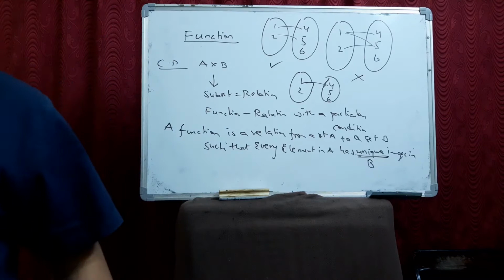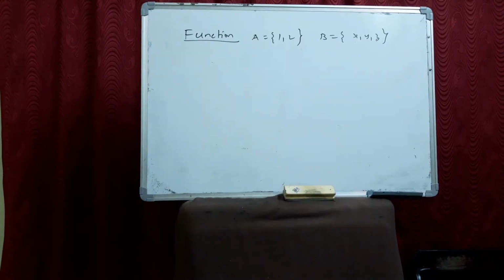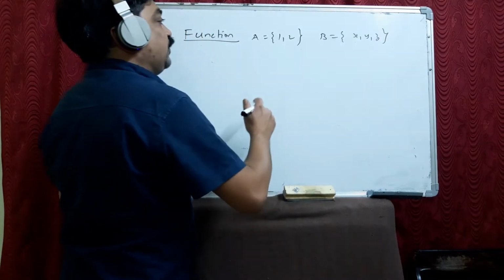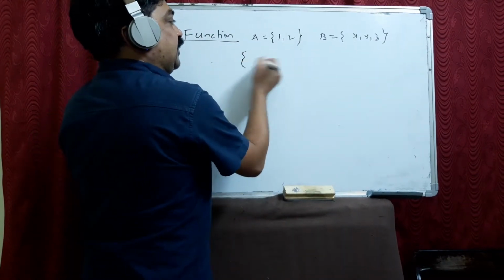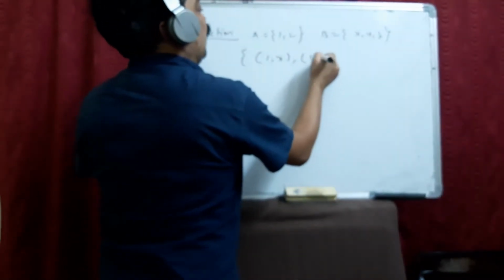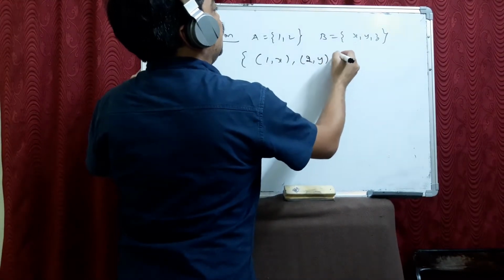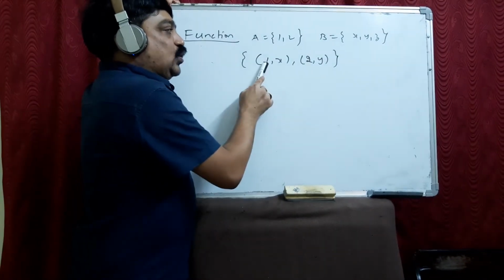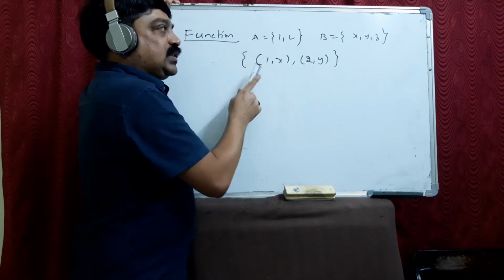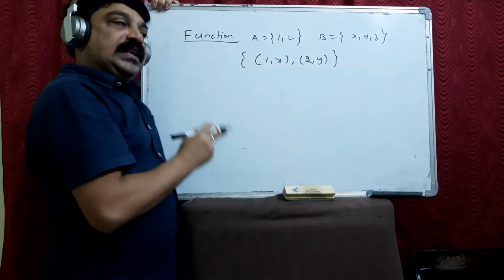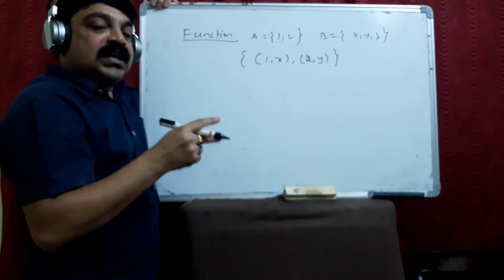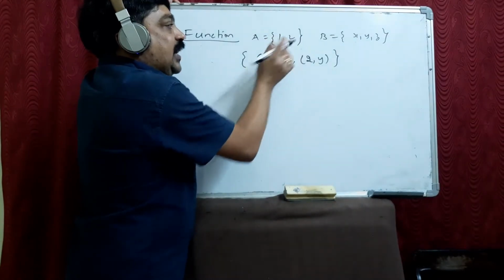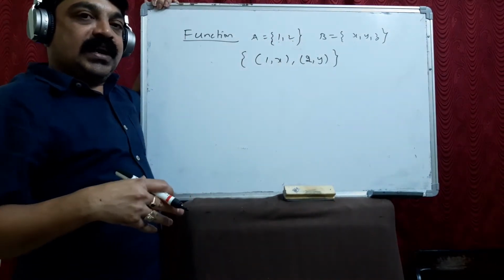Now, if they don't give a figure, and they ask us to check whether it is a function or not, and they give ordered pairs like this, (1, x), (2, y), that's it. Is it a function, they ask? Then we have to check the domain. Is the first element participating only once? Yes. If the first element is participating only once, then it is a function. And if all the elements in A are participating, then it is a function.